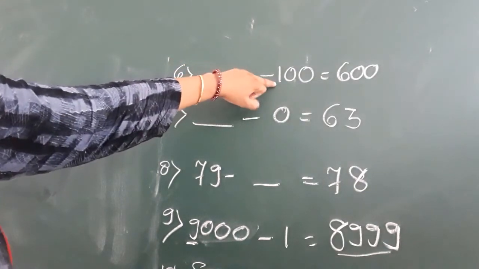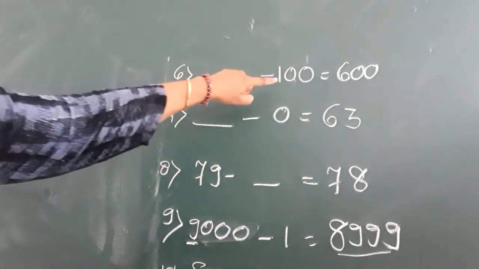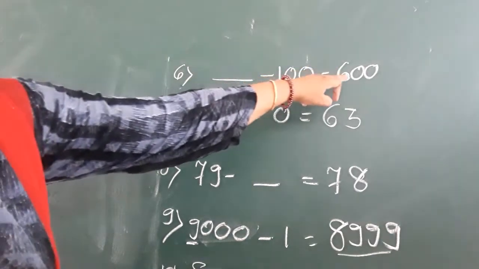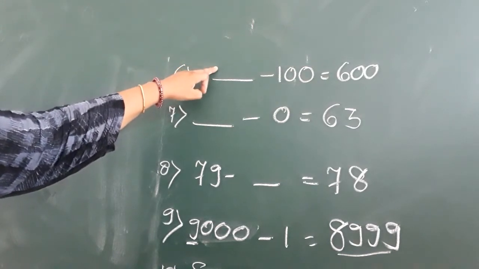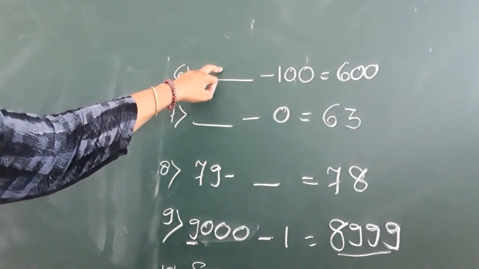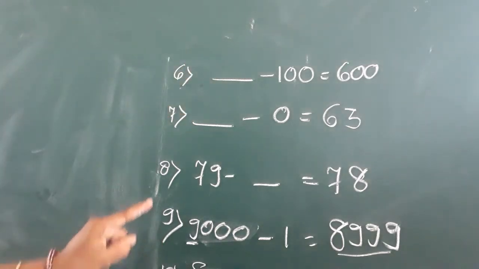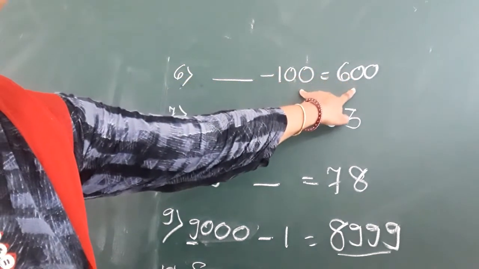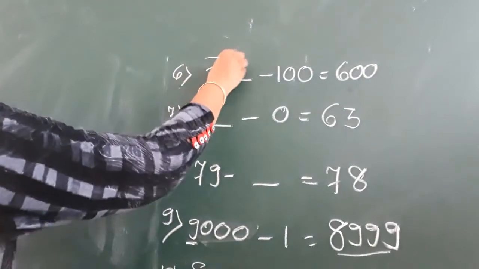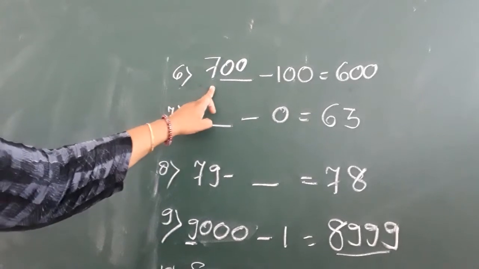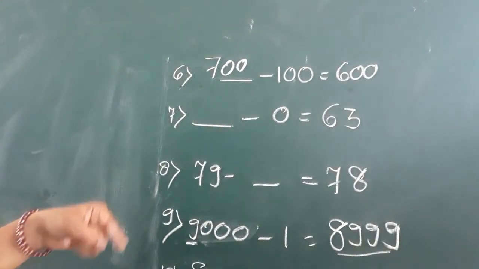Now coming to the sixth question, blank minus 100 is 600. So here 100 is subtracted and then you get the answer to be 600. As you know, the answer is always smaller than the number from which you subtracted, right? So this cannot be 500. Many a times children make this type of mistake, so here you need to take care. You need to add these two numbers, 600 plus 100, that is 700. And now once again recheck the answer. 700 minus 100, is it 600 or not? So yes.